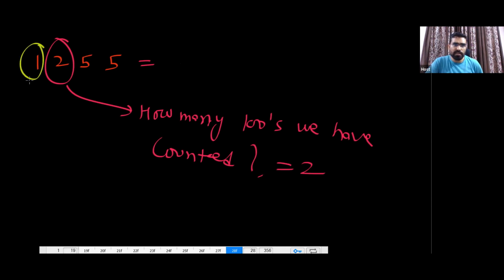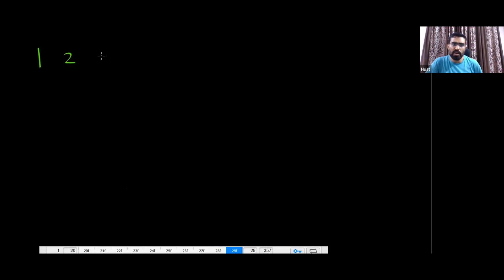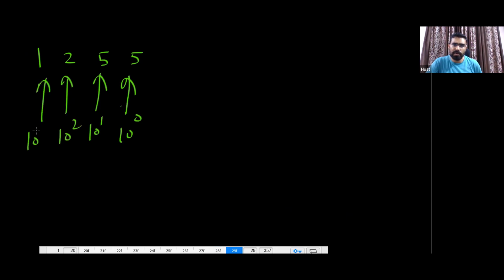And this means how many thousands we have counted. So a total of 1000 we have counted. So this is the complete idea of the decimal system, and the idea of this weight. If someone asks you where these weights are coming from, this is how the weights come. This has weight 10 power 0, this has weight 10 power 1, this has weight 10 power 2, and this has weight 10 power 3.